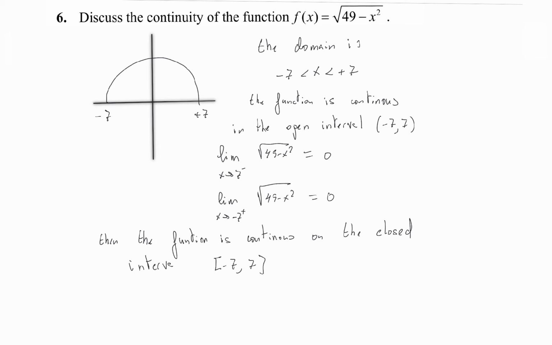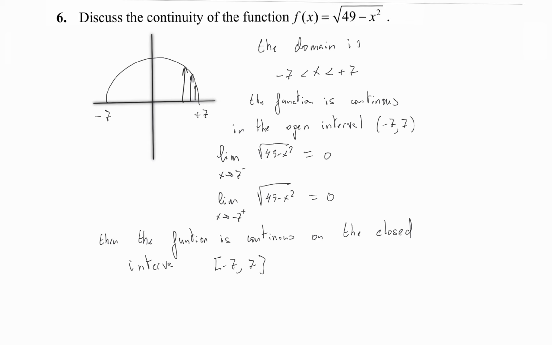Now, if you approach 7 from the left, 7 negative, if you approach, what value will the function take? It will take the value 0. As you approach, y becomes smaller and smaller, and when you are very next to the 7, the value of the function will be 0.